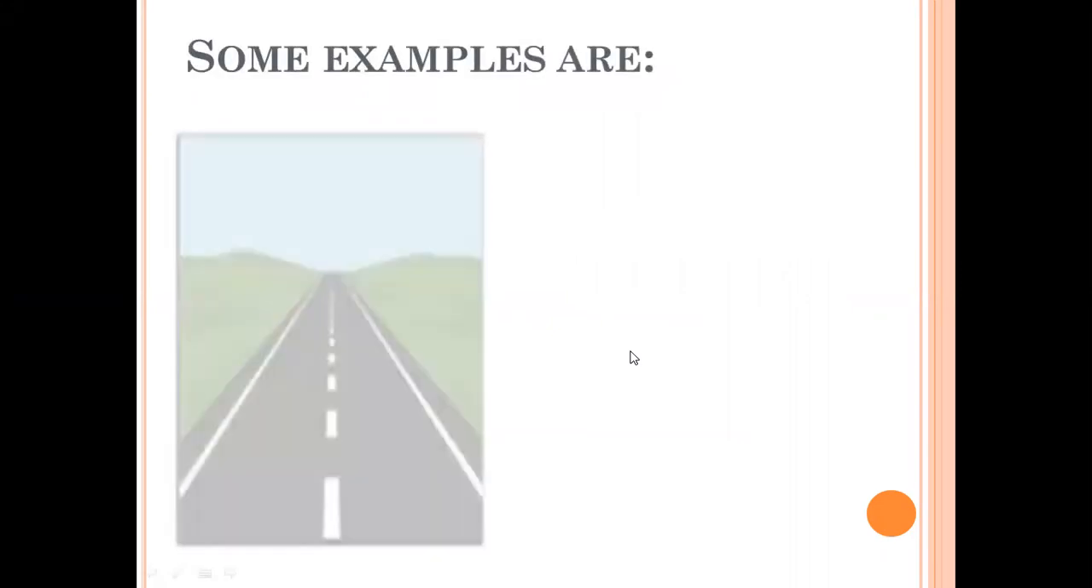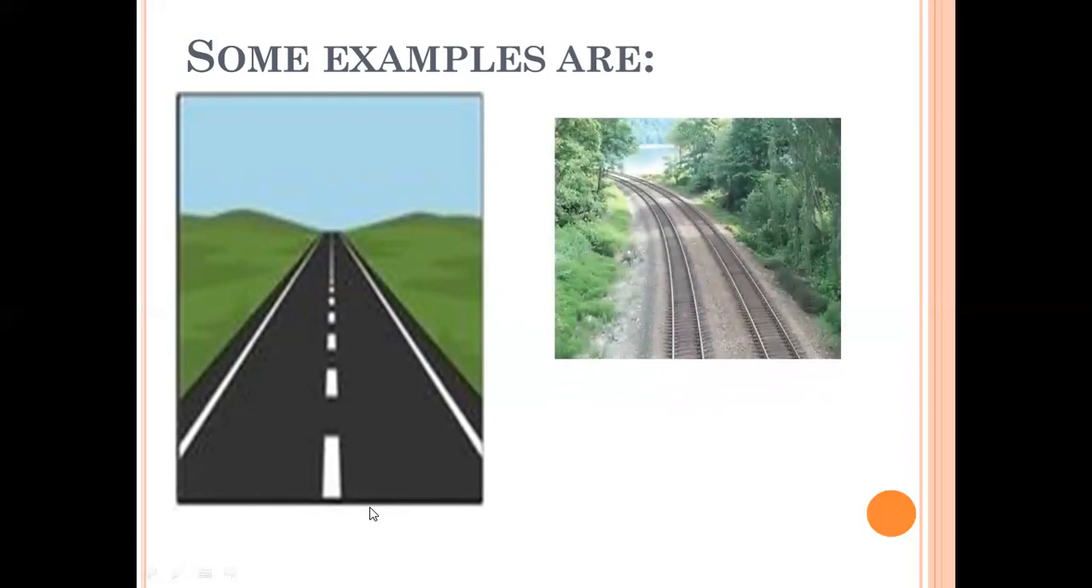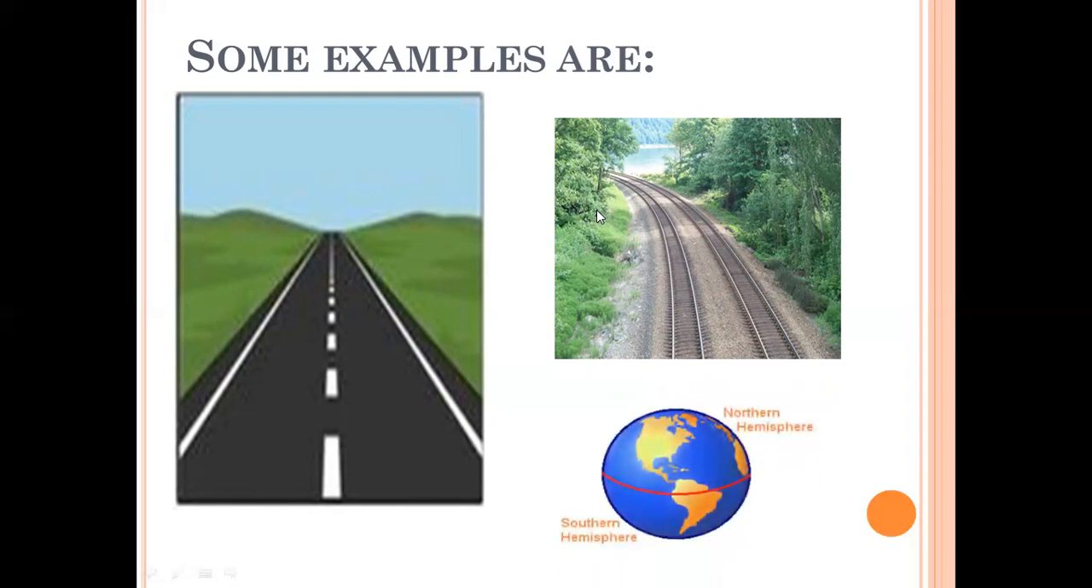Now, what are some real life examples of lines? A road, yes, a road which goes on and on in both directions and has no end point. A rail track might be, okay. These are lines which go on and on in both directions. And the equator on the map. It also goes round and round and round. It does not have any end point.